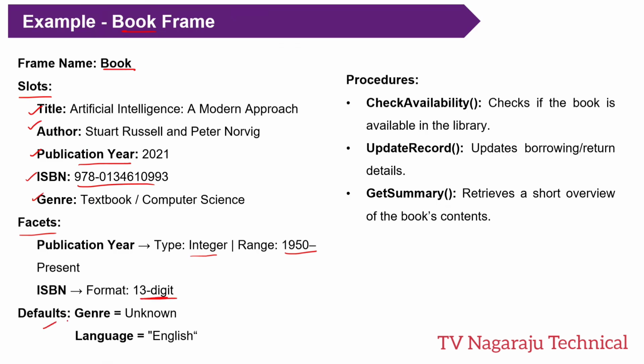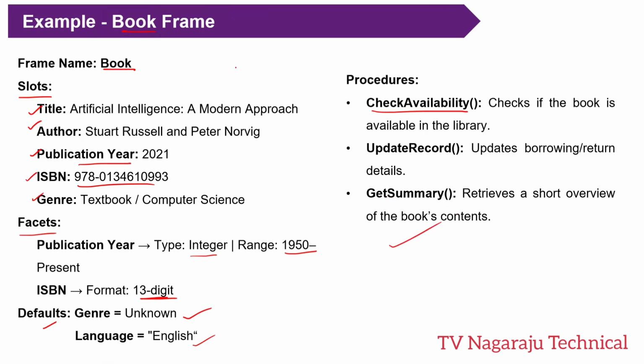Now, the third one is the default. For example, if you don't know the genre, the default value is unknown. What is the default language? English. Now, procedures. For example, check availability: we are checking if the book is available or not. Update record: we are borrowing the book or returning the book, whatever it is. These are some of the procedures.